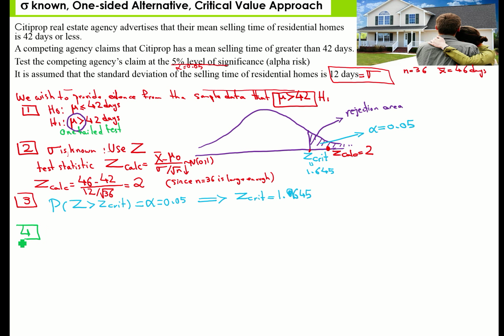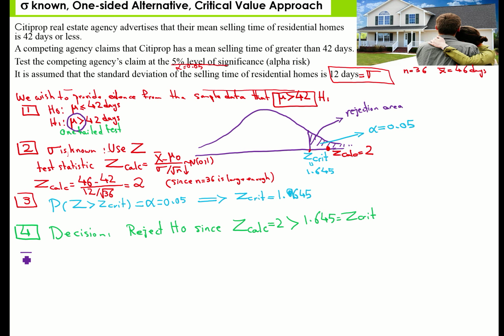So the fourth step is the decision. Here we reject H0 since the z calculated, which is 2, is greater than 1.645, the z critical. It is in the rejection area.